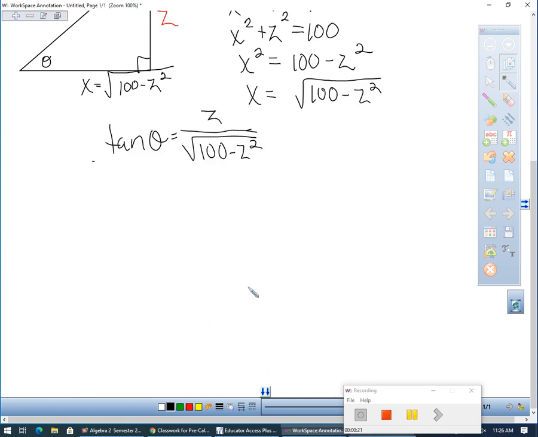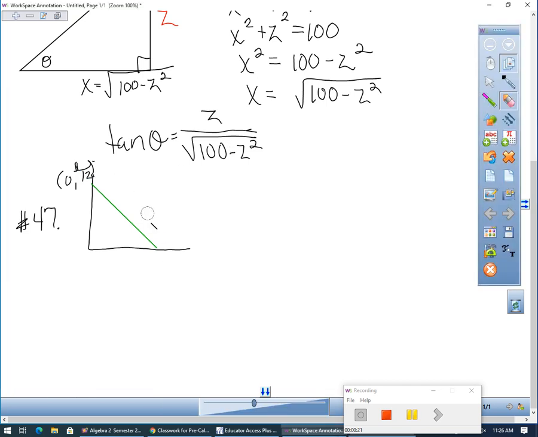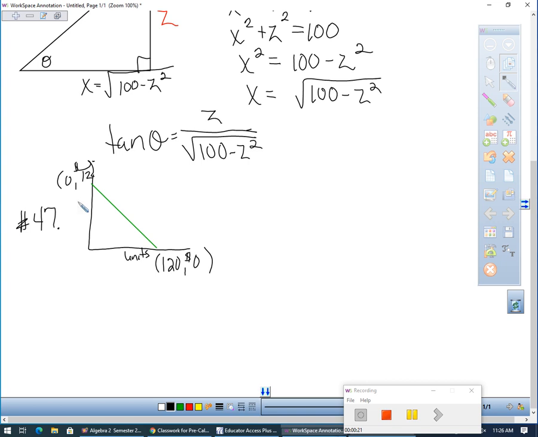Alright, moving on to question number 47. On 47, first of all, they give you a picture of a linear function. Just the first quadrant because it's a real life situation. We have this line drawn like this, and they give you the point. On this side, this is the point $12. And on this side, they give you the point 120 and $0. Alright, so the bottom is the number of units, and of course the side is money.